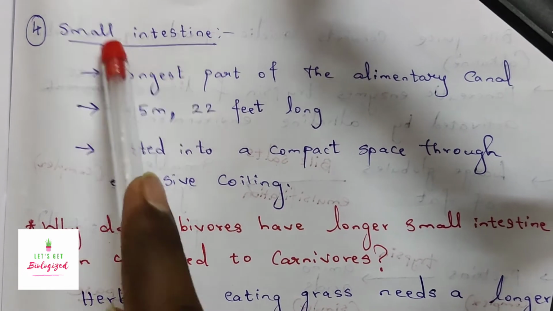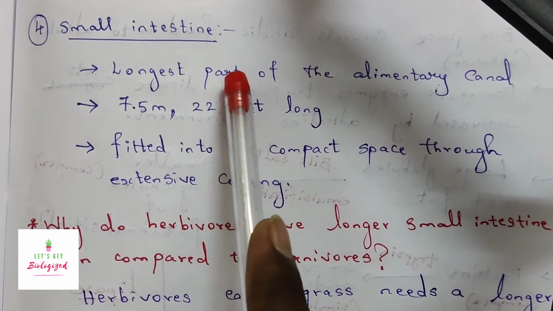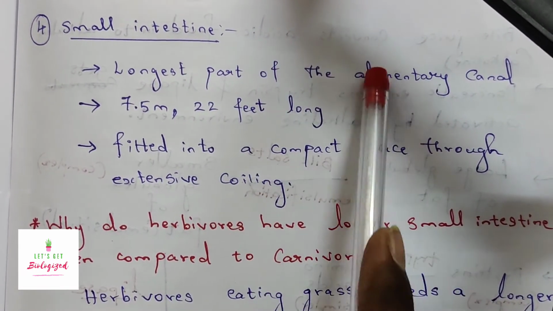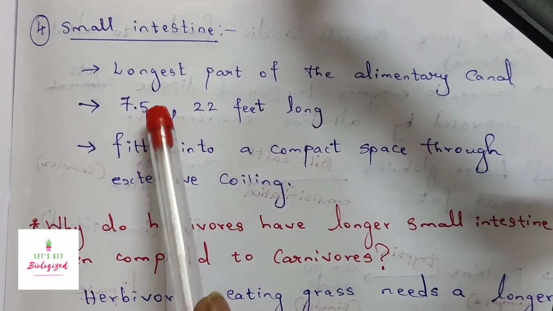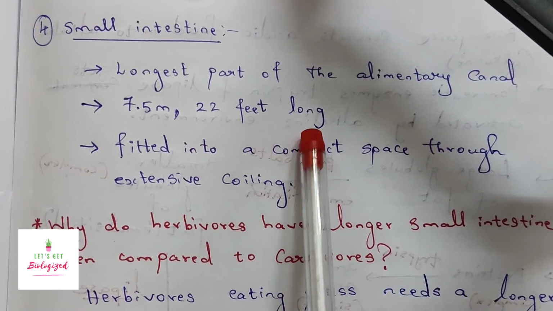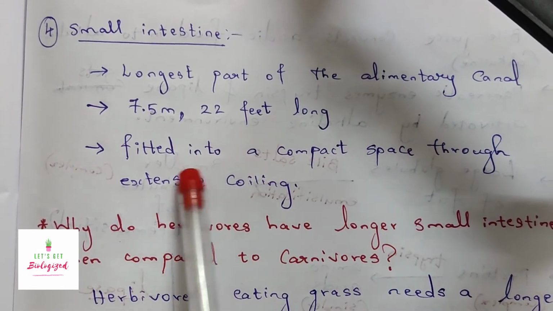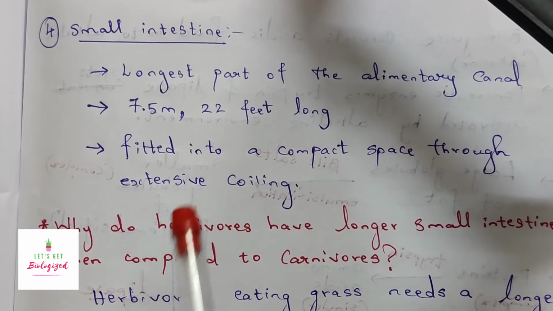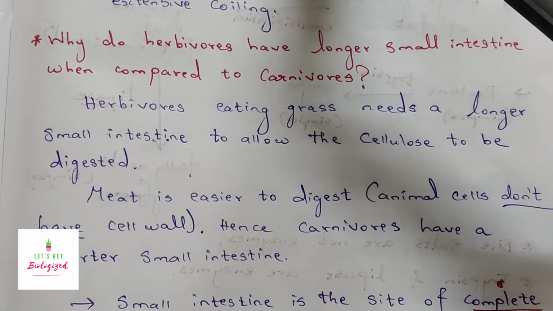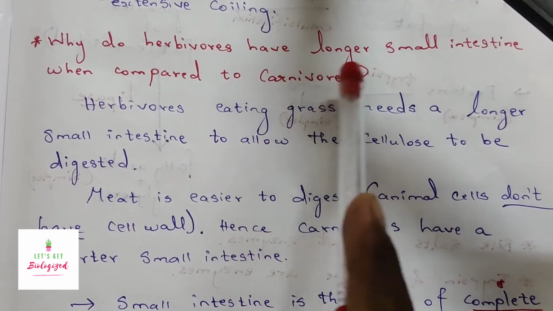Small intestine. The small intestine is the longest part of the alimentary canal. It measures 7.5 meters or 22 feet long. That much length is fitted into a compact space because of extensive coiling. This is a very important concept.